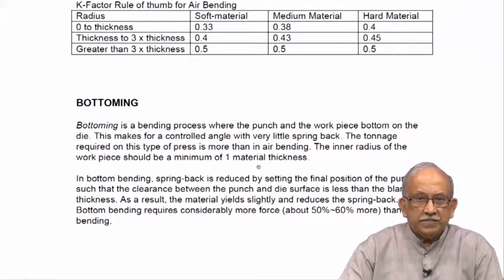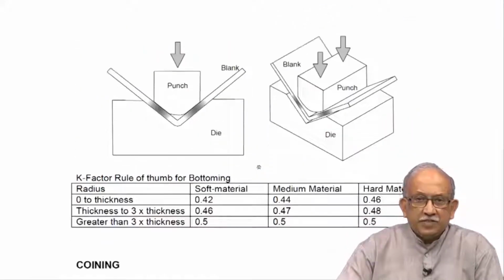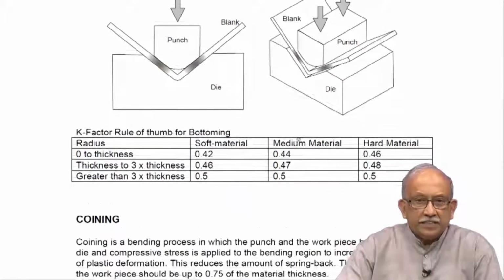The inner radius of the workpiece should be a minimum of 1 material thickness. Earlier I told you that it can be 0.1, 0.2 and then 3 times and so on. In this case they have given that. So if you carefully see here, this punch is holding it hard and making it bend. You have a die and a punch, and then it is pushing all the material inside. You see here there is still a small bit of a gap here.